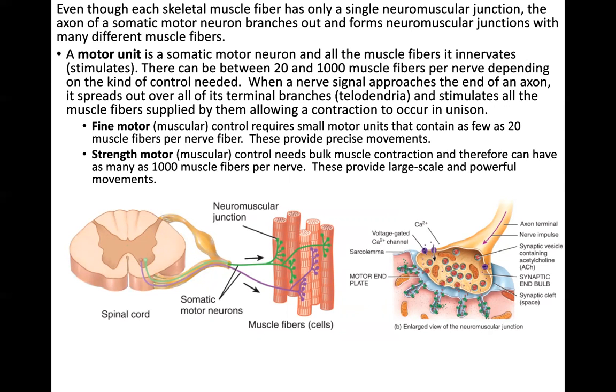Okay. Even though each skeletal muscle fiber has only a singular neuromuscular junction, the axon of a somatic motor neuron branches out and forms neuromuscular junctions with many different muscle fibers. So we've been talking a lot about the neuromuscular junction here today. We can see an illustration on the far right, similar to what we saw earlier today, with a synaptic end bulb. Across from it is the motor end plate, where those acetylcholine molecules bind to receptors, trigger all that stuff we talked about.